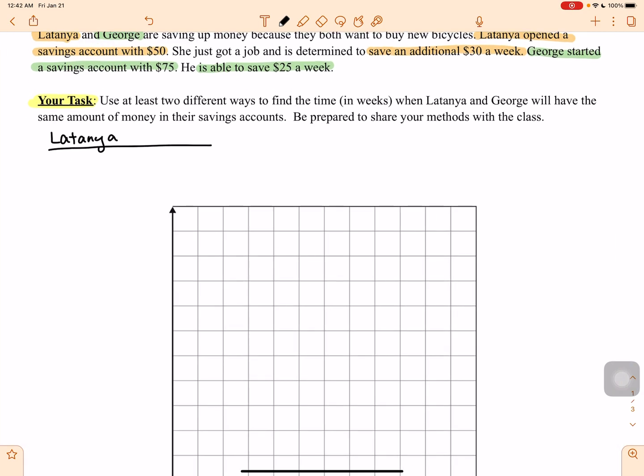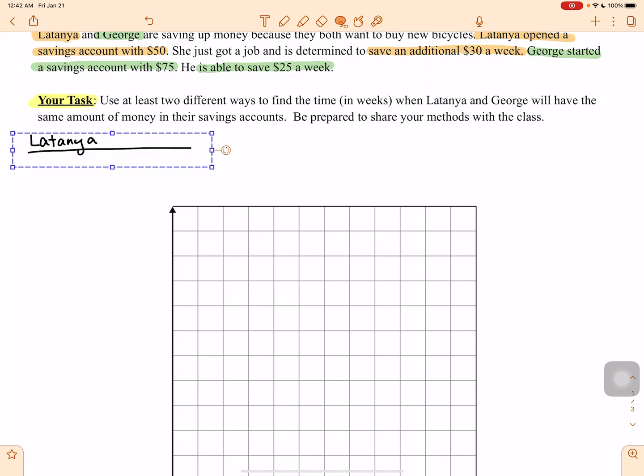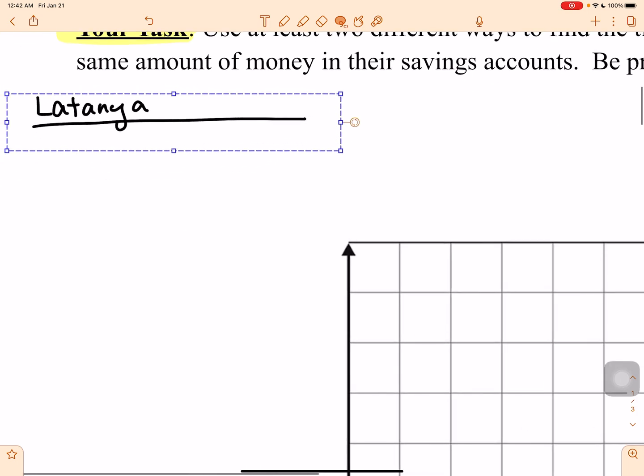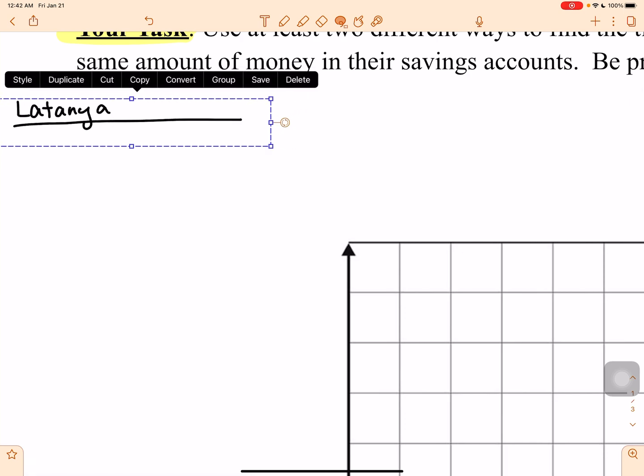I wonder if, oh, that's about as big as I got. Okay, hold on. Sorry. You guys can probably write way smaller than I can whenever it's full screen.